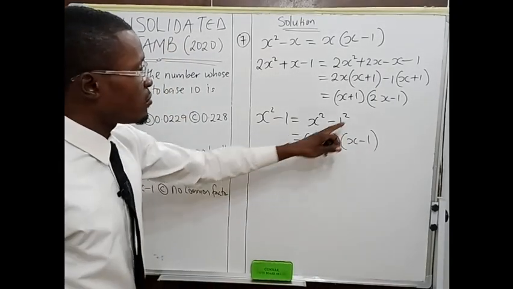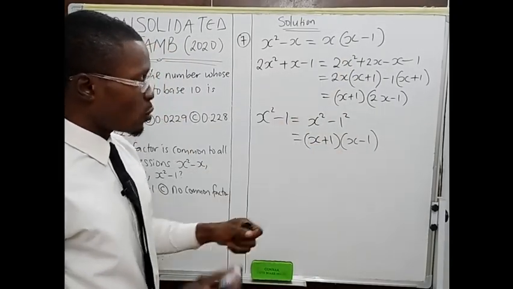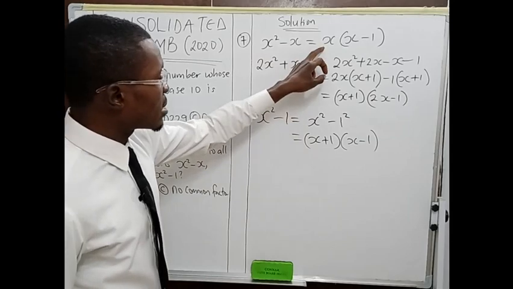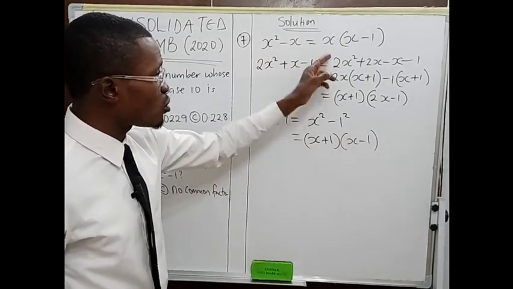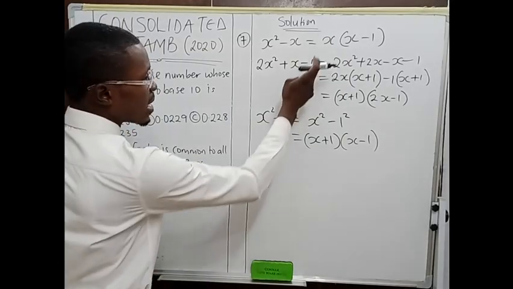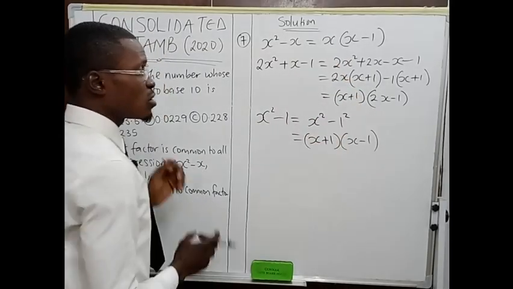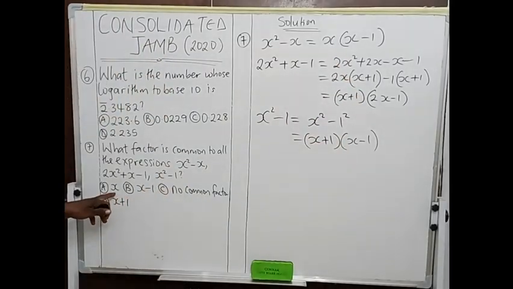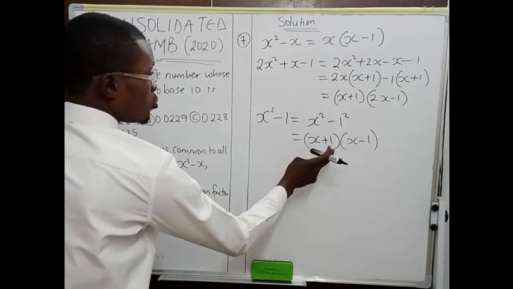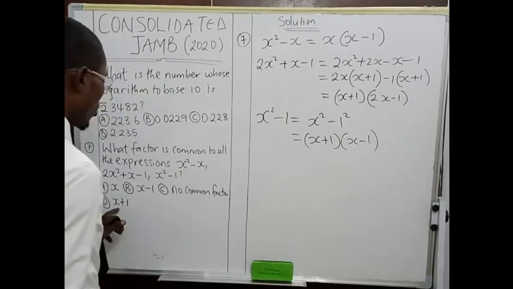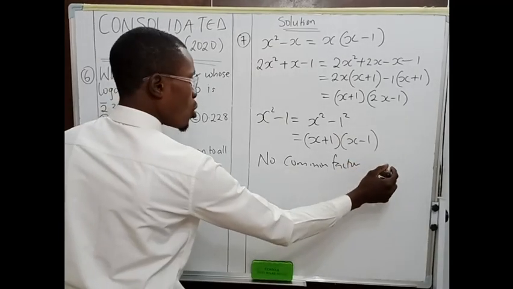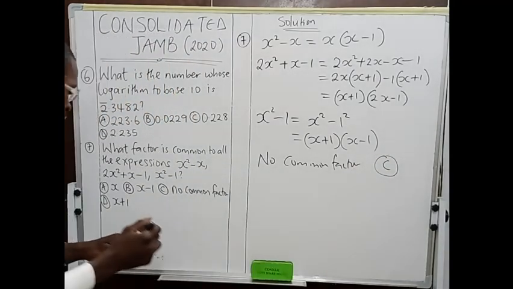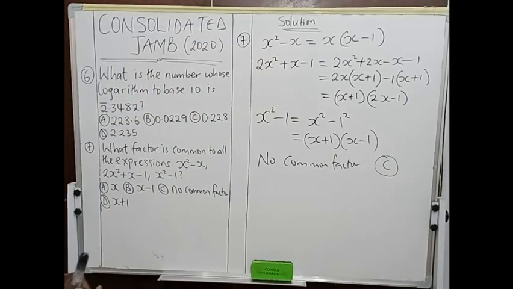So looking at these three, looking at the factors now, which is common? x minus 1 is here, x minus 1 is here, but x minus 1 is not here. If you look at the factors, there's nothing common here. There's x here, no x here, no x here. So x is not common, x minus 1 is not common, x plus 1 is not common. You have it here, you have it here, but you don't have it here. Hence we have no common factor, and that is option what? Option C. Now move to 8 and 9.